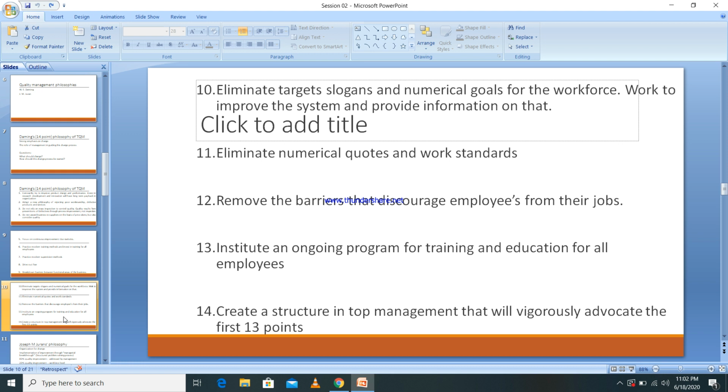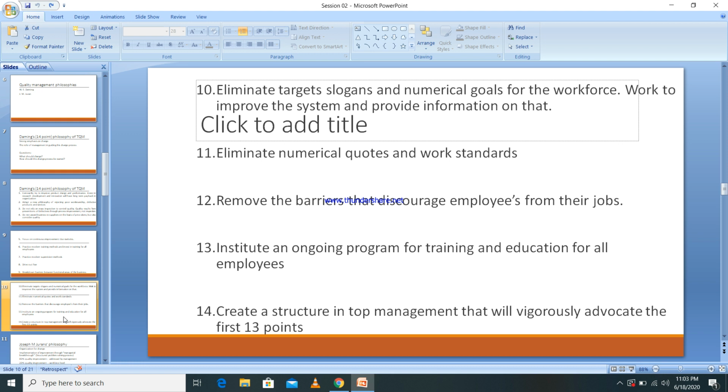And then the next point is eliminate targets, slogans and numerical goals for the workforce. Work to improve the system and provide information on that. Now, if you can remember, when you go to some companies or some banks, you may see this is our vision, this is our mission, and in 2030 the number of customers will be 1.5 million.